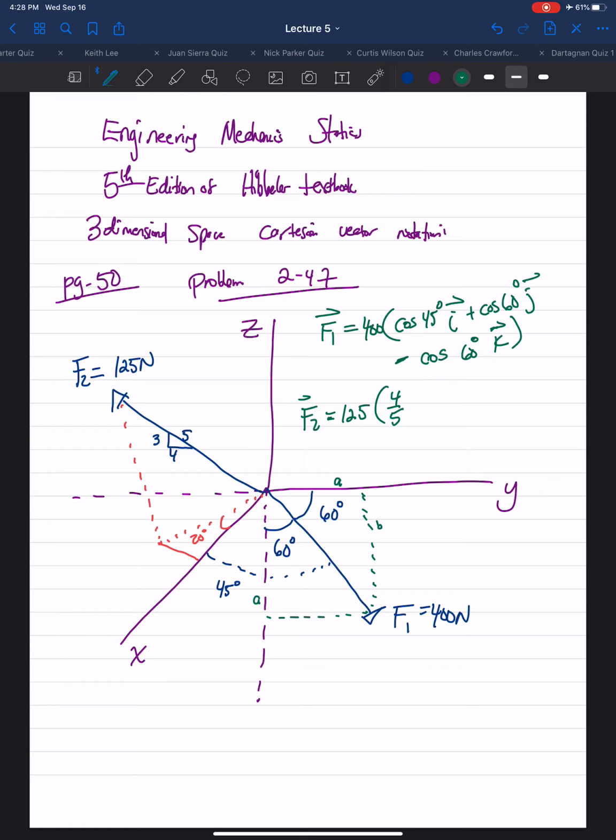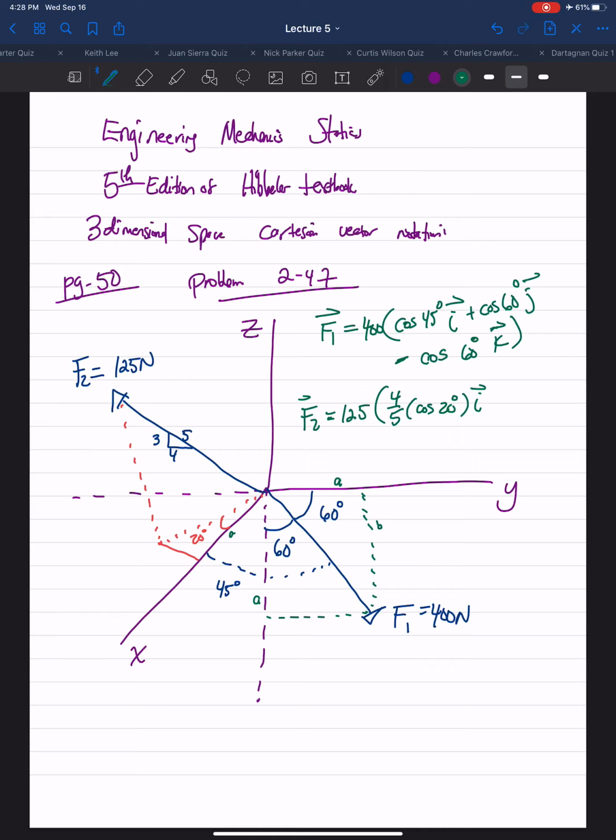But we want the x and y components. So they gave us the 20-degree angle, which allows us to figure out how much of that force actually is applied in the x and y directions specifically. So if I get the 4/5 ratio to get down to the XY plane, I can do a further cosine or sine to get the x and y components. So I will multiply that by cosine of 20 degrees to get the x component, which will be the A leg. And that's i direction.